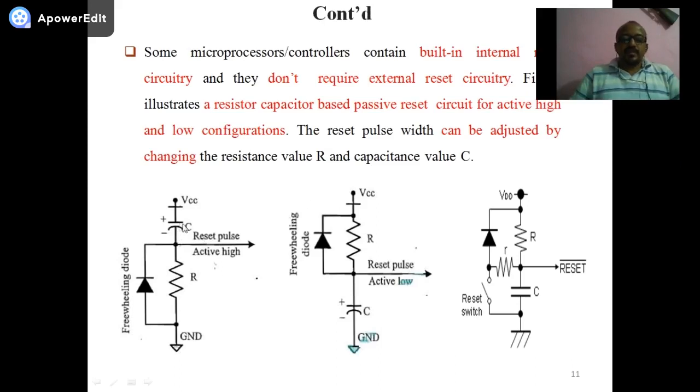And this R and C in all these reset circuits will set the pulse width of the reset circuit. So how much width, that is, how much time is given to reset all the internal registers of the processor, depends on this R and C in this circuit.